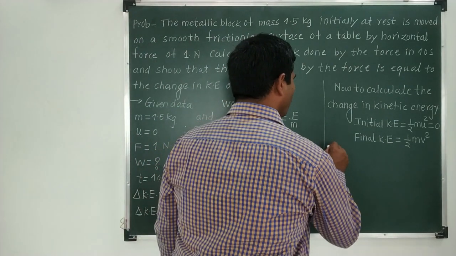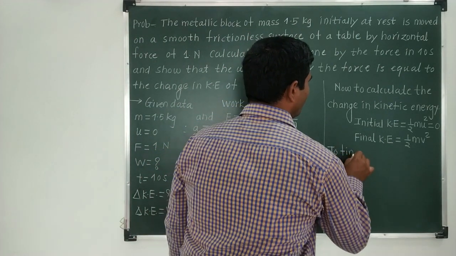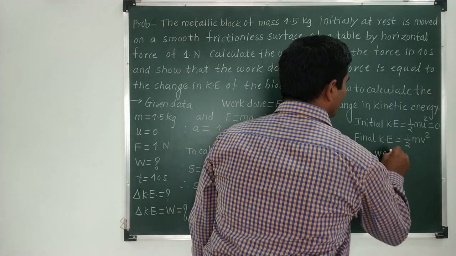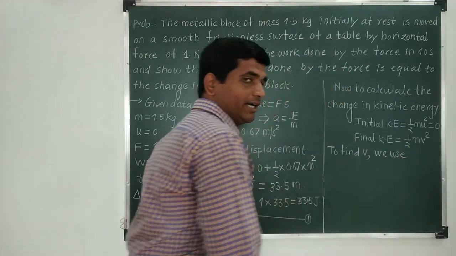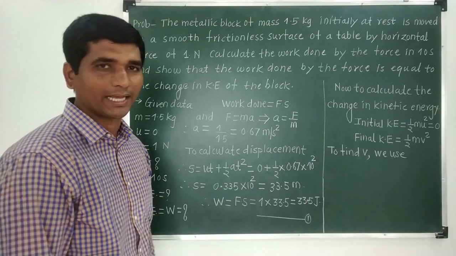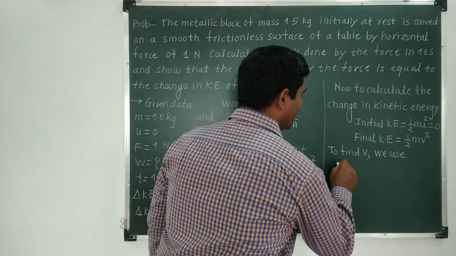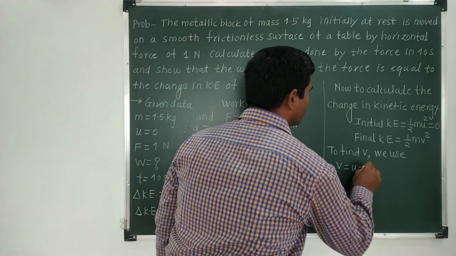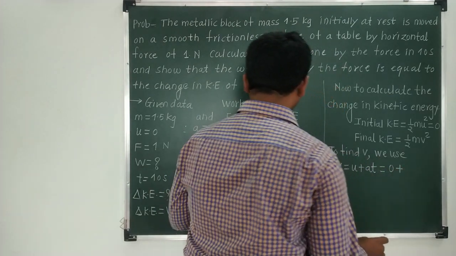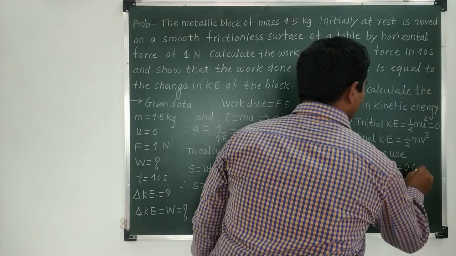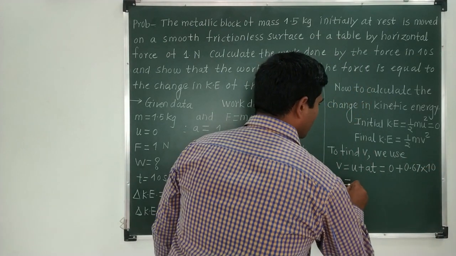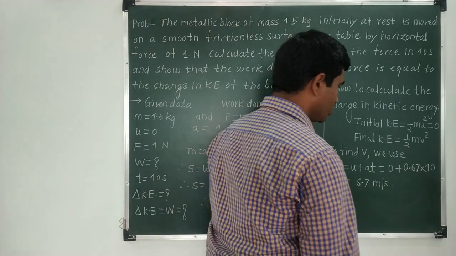To find v, we use the kinematical equation, because we have already calculated the acceleration. Acceleration is related to the velocity as v is equal to u plus at. So the value of u is 0, acceleration is 0.67 into time, which is given as 10. So it is equal to 6.7 meters per second.